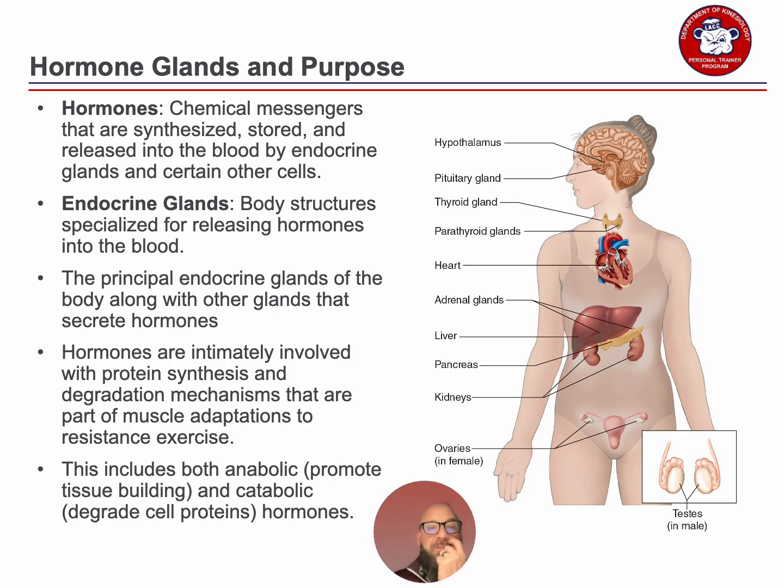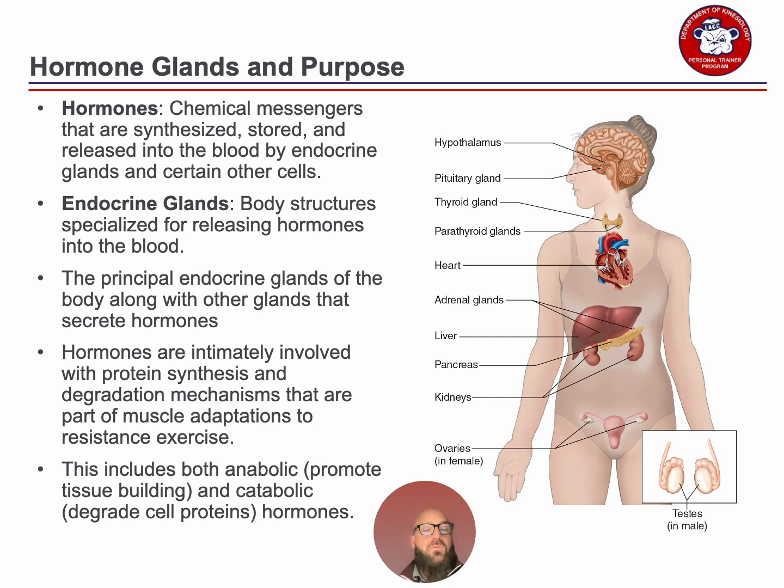All right, so a couple things we just have to make sure we understand: what are hormones and this endocrine system. Hormones are those chemical messengers that are synthesized, stored, and released into the body by endocrine glands and certain other cells. If you remember biology, looking over here on the right, we have several of the organs in the endocrine system. The endocrine system is made up of those endocrine glands, and these glands specialize in releasing hormones into blood to elicit some sort of adaptation.